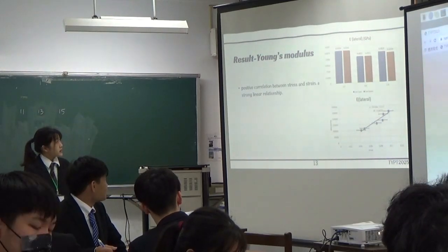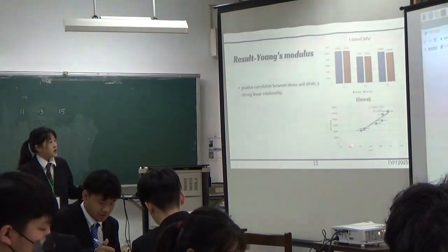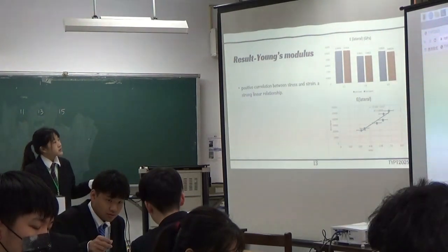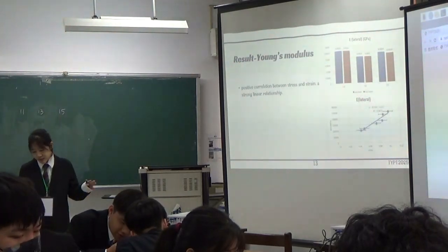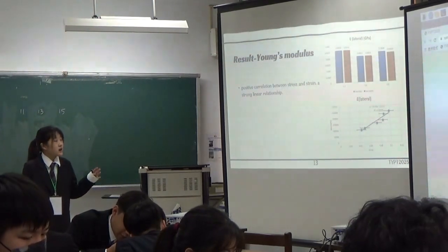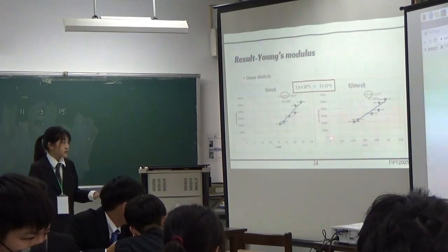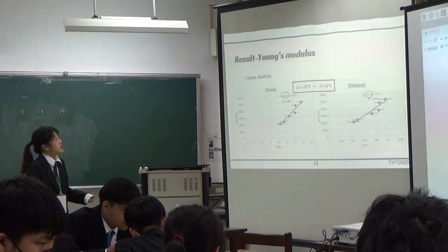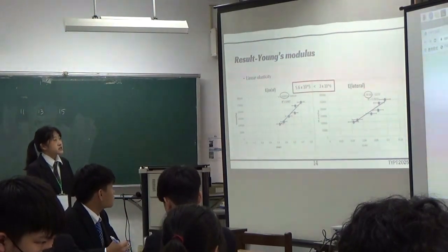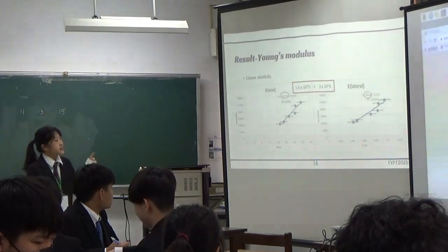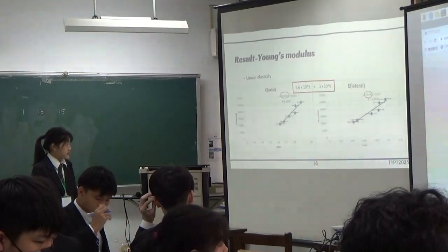And this is the lateral Young's modulus. You can also see that there is a linear relationship between them. So it's also elastic. And by comparing these two together, you can see that no matter which, both the axial and the lateral directions are elastic.